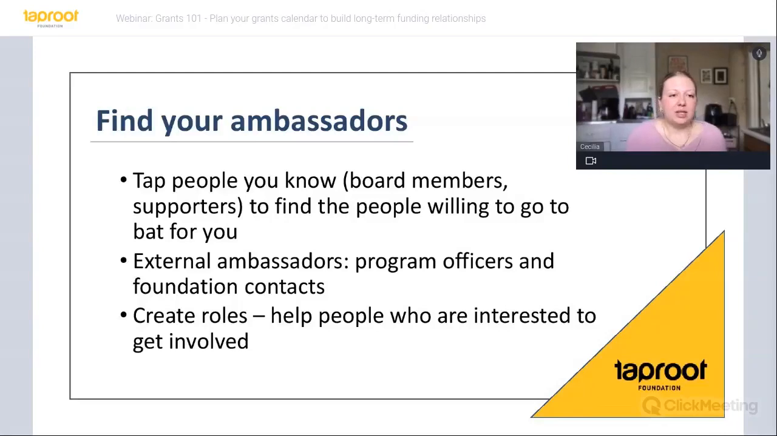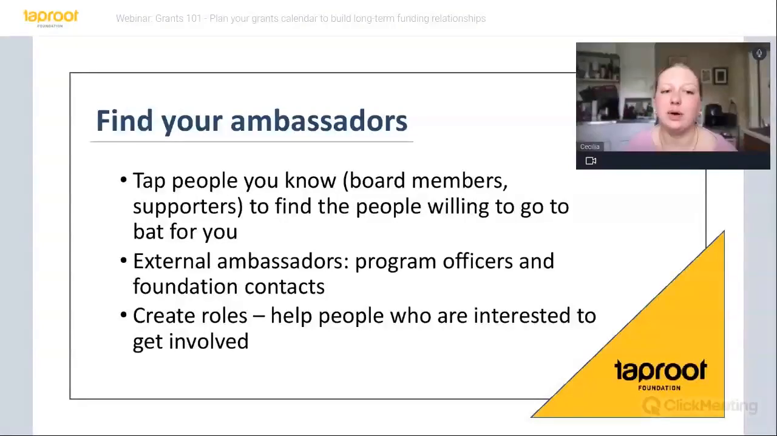And then the external ambassadors piece is really important too, because your program officer and foundation contacts are going to be the people who you talk about your programs with and try to get funding from. And you want to be creating good relationships with them so that you can get funding from them, but also because the funding community is small and they have their own connections. And so having your external ambassadors, your program officers, and the people at foundations who really say, XYZ nonprofit, they just do great work. I really have great relationships with the people there. That will go really far in terms of being able to connect with other people.